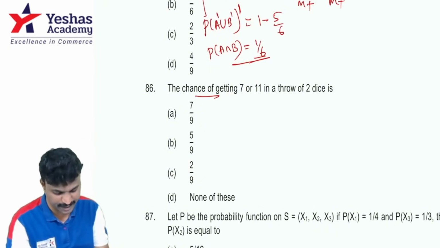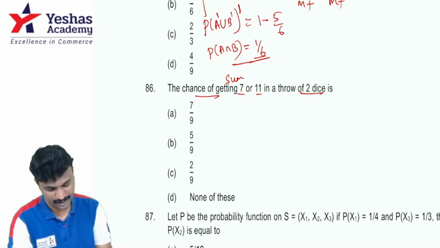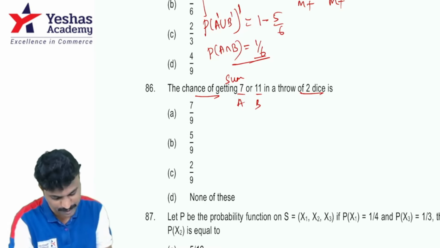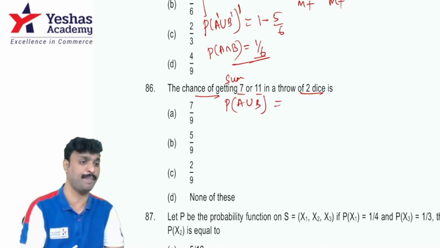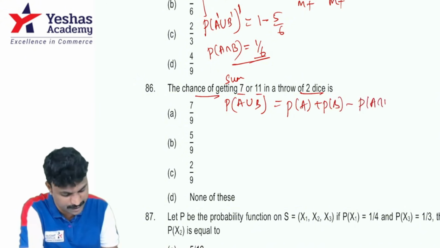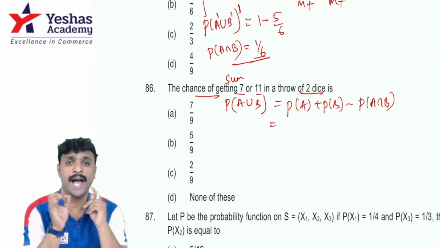Guys, the chance of getting 7 or 11, actually the sum 7 or 11 in a throw of 2 dice. Guys, it is how many events? 2 events. Sum 7, sum 11. What separates the 2 events? Or means union. As per the question, we have to find P of A union B. By addition theorem, it is P of A plus P of B minus P of A intersection B. Guys, what is P of A? For sum is equal to 7. Guys, I told you a shortcut.